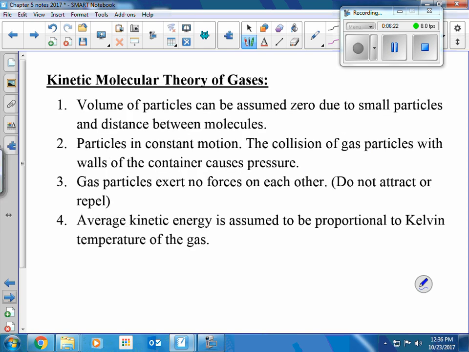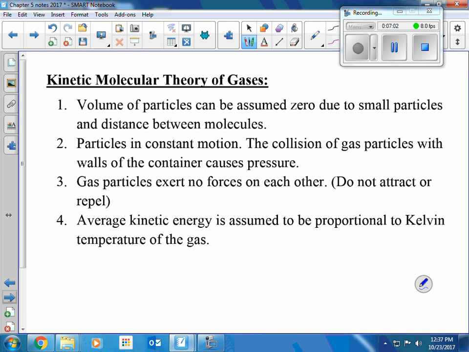Okay, so today we're going to talk a little bit more about the kinetic molecular theory of gases. I did a few demonstrations on that, and we talked about that straight line motion. The first point here says volumes of particles can be assumed zero due to small particles and the distance between them. I talked about how gas molecules are moving really fast. If we were to take an oxygen molecule and calculate how fast it can move, it could go from St. Paul to Detroit in an hour. That's how fast an oxygen molecule can move. Obviously, it's not doing that with all the collisions going on, but they are moving very quickly.